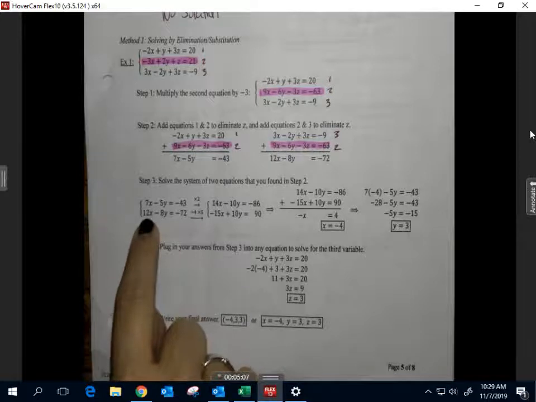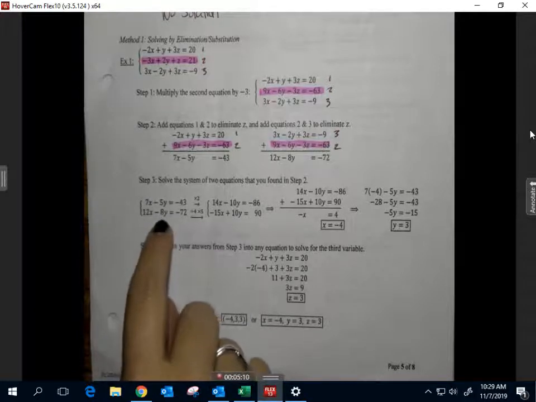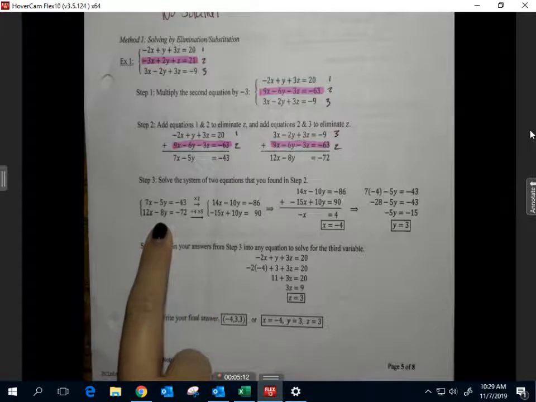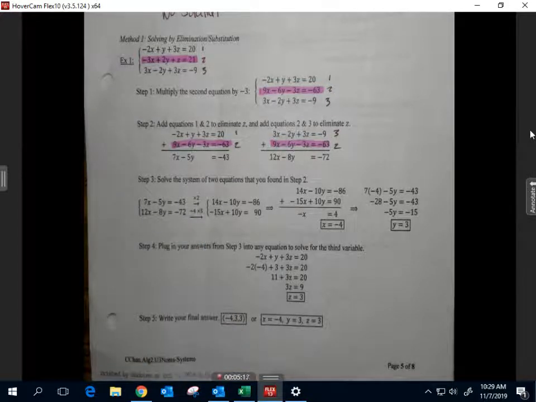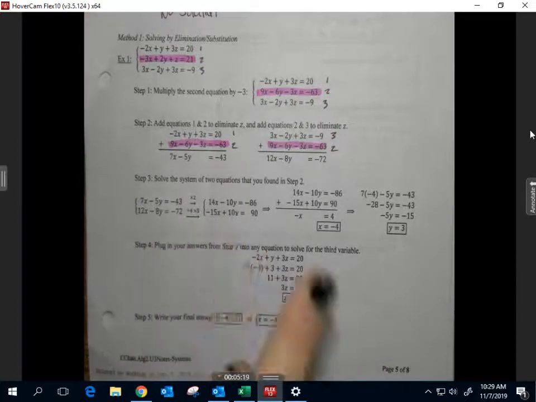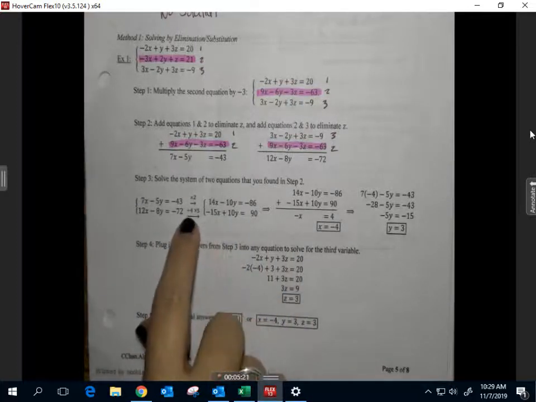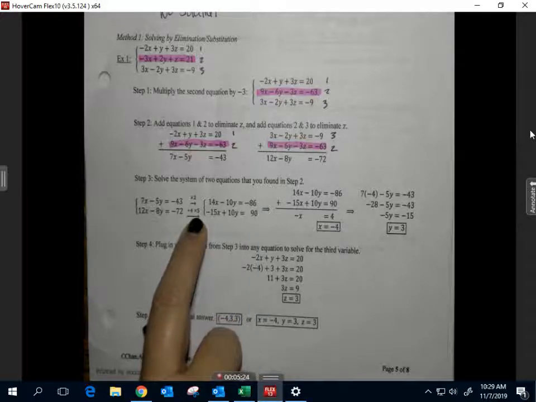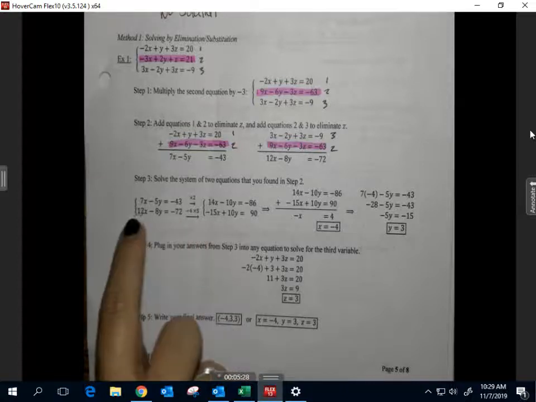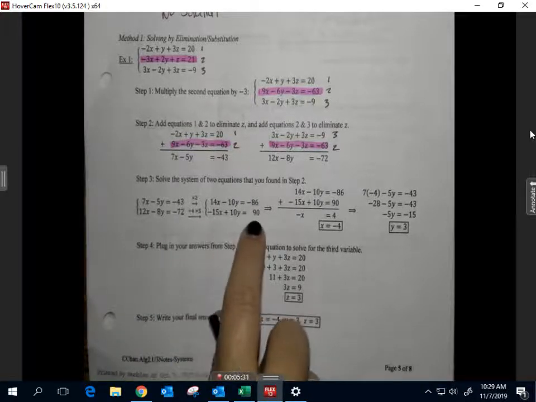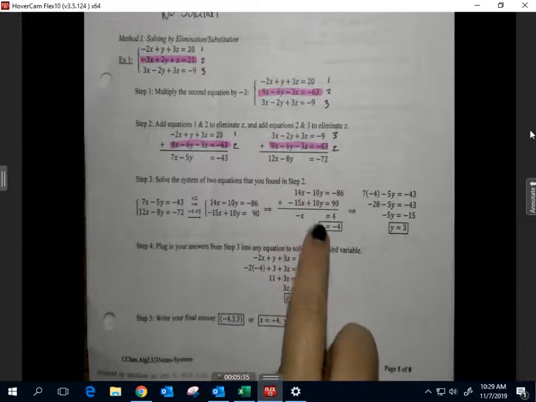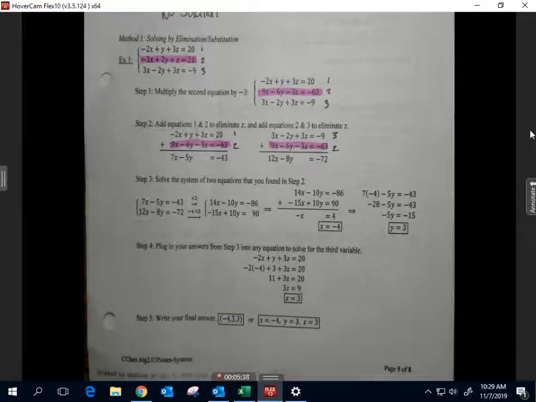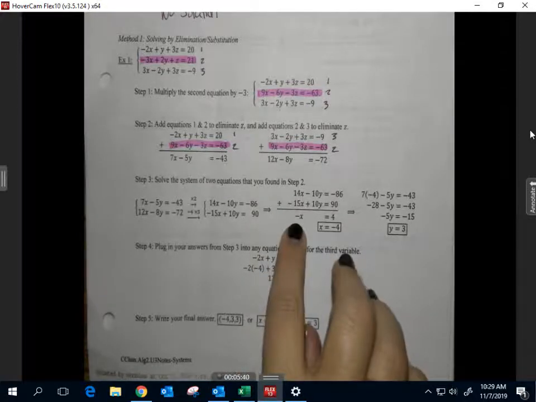So 12 divided by 4 is 3x. Negative 8y divided by 4 is negative 2y. And then negative 72 divided by 4 is something, I don't know off the top of my head. So after they divided everything by 4, what does that mean right next to it? They multiplied it by 5. So when they multiply all those by 5, here's the resulting equation. And then they added those two together. Bye-bye, y's, left with just the x.